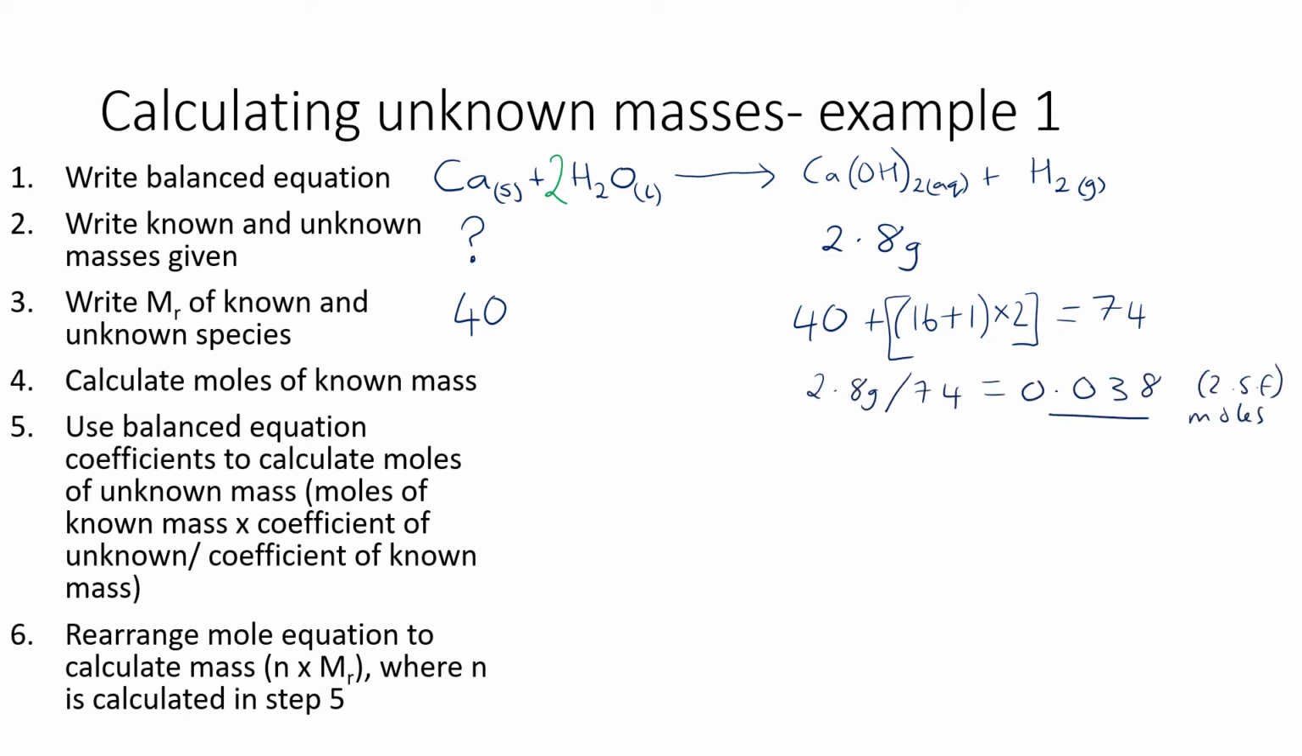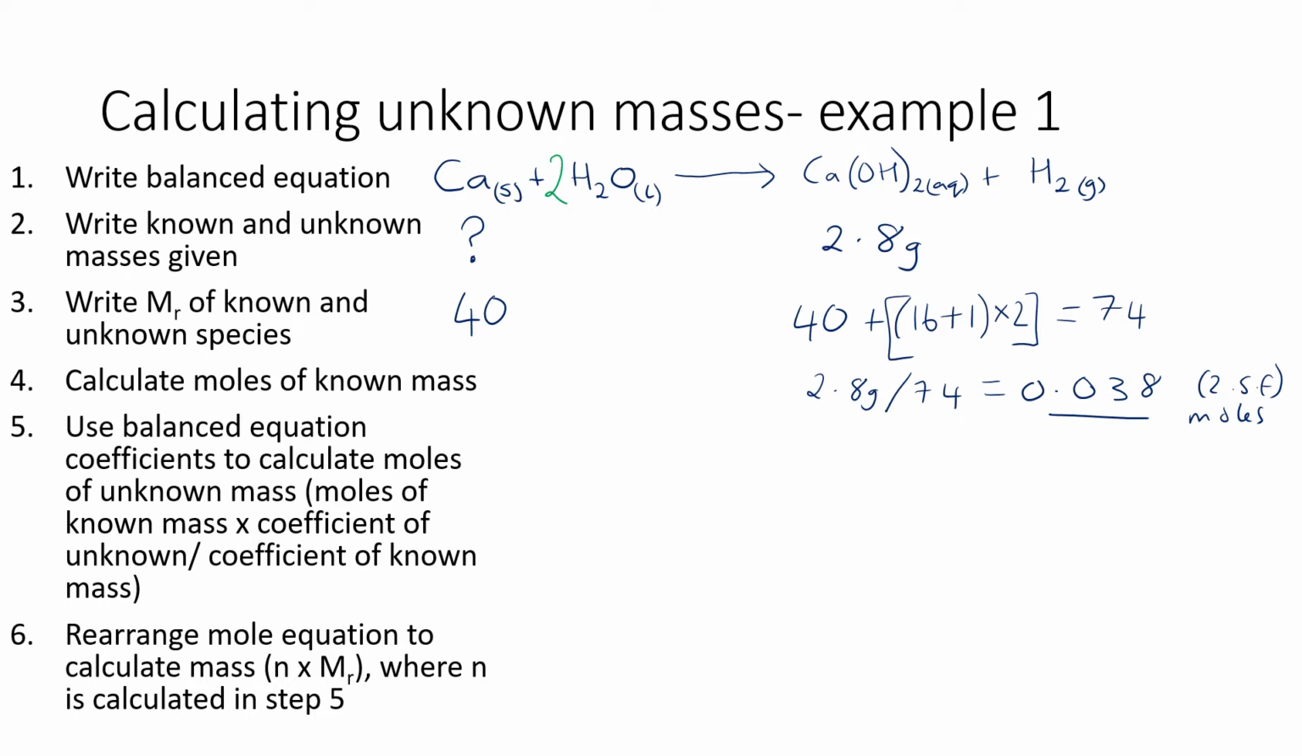And now I can calculate the moles of my calcium hydroxide because I know the mass of it. And I've worked it out to 0.038 moles, and I've rounded it to 2 significant figures because I have 2 significant figures given for my original mass.